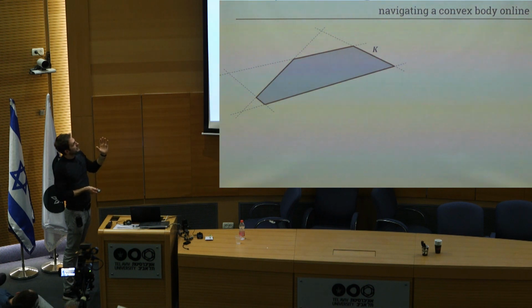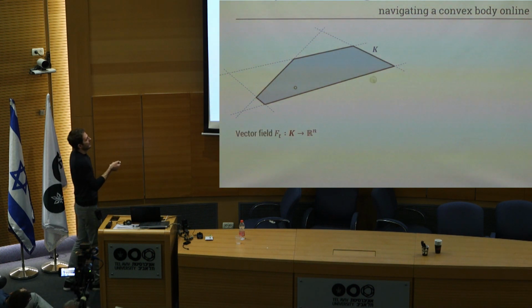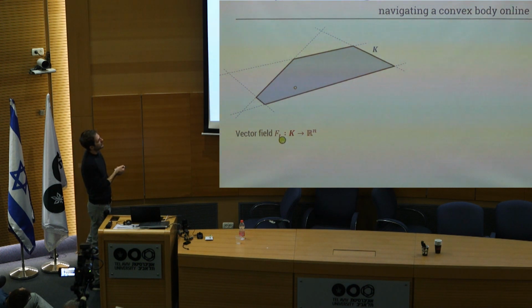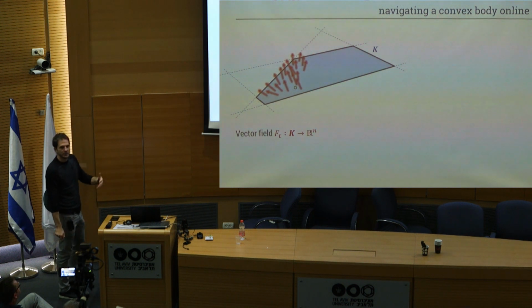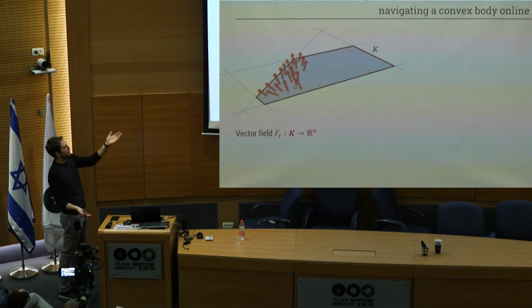You have a convex body K, and at every point in time, you have a vector field that describes how you would like to move inside the body. So the vector field is just, you get to choose that. It just expresses your desire for where you would like to be, at every point, more in some particular direction.